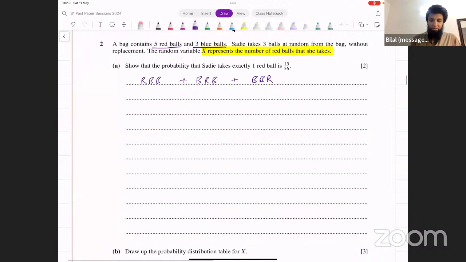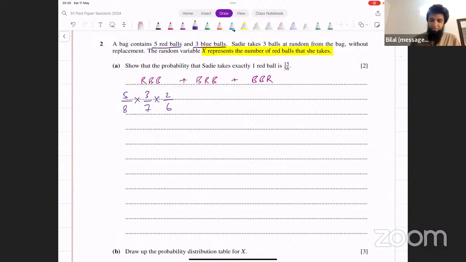What are the probabilities now? RBB. So if you have a red ball the first time, what's the probability for that? 5/8, into blue ball the second time, that's 4/7. Sorry, 3/7. And then 2/6. That is what we get the first time. Now, if you think about it, the numerator is always going to be 5 into 3 into 2 in each of these cases. You can write one more to confirm this. What is going to be the second case?